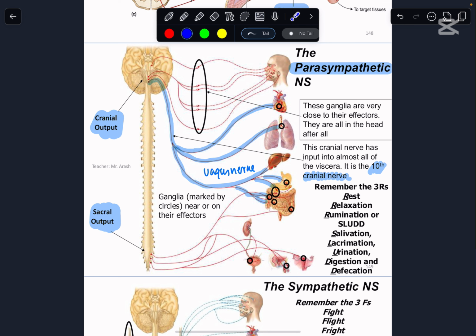Which makes sense. You can only eat and enjoy food when you're relaxed, when your heart rate is sort of at rest, when you're breathing normally. If you're hyperventilating, you're probably not going to be able to eat, right? So this system calms you down through your heart and your lungs so you can actually breathe and relax so that you can eat. That's sort of the argument. Rest, relax, ruminate. Remember that.